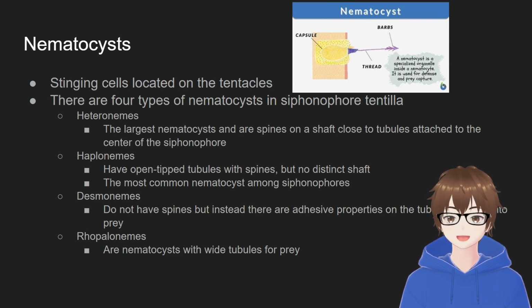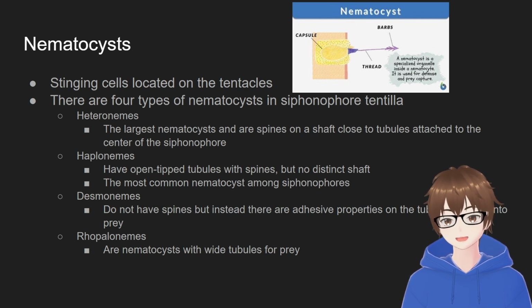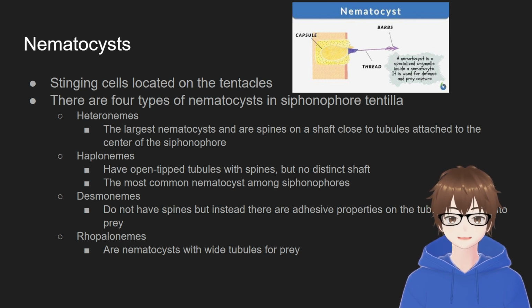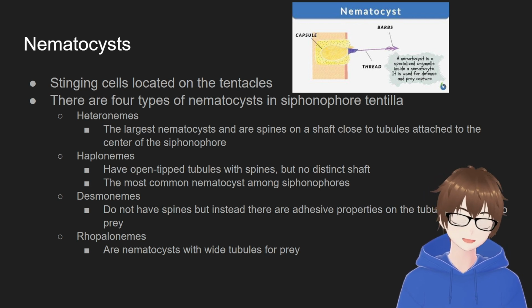And there are 4 types of nematocytes in Siphonophores, and I'm going to completely butcher these, but we are going to try. So we have Heteronemes, which are the largest nematocytes, and are spines on a shaft, and it's close to the tubules attached to the center of the Siphonophore. So they're on a spine on the shaft of the Siphonophore. That's what you have to know about that.